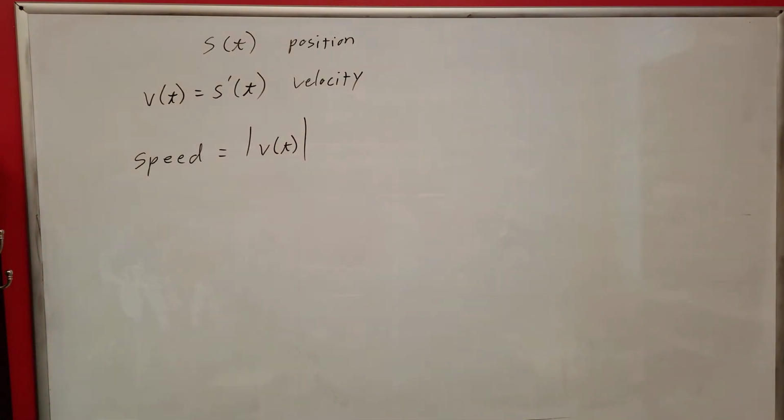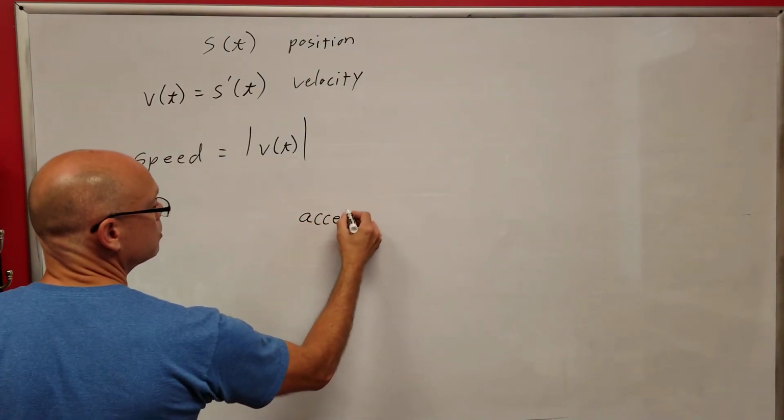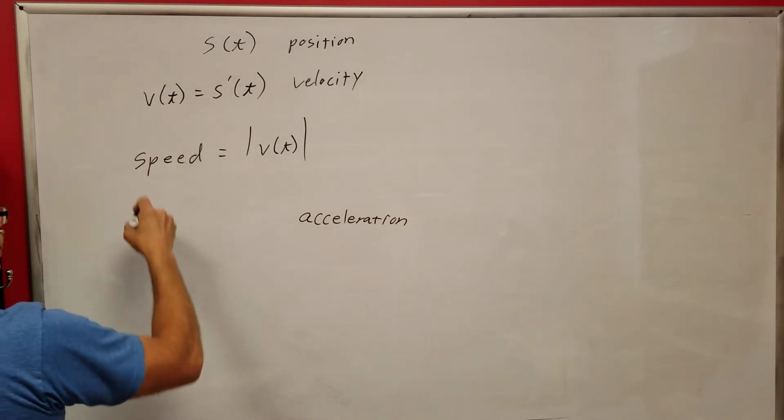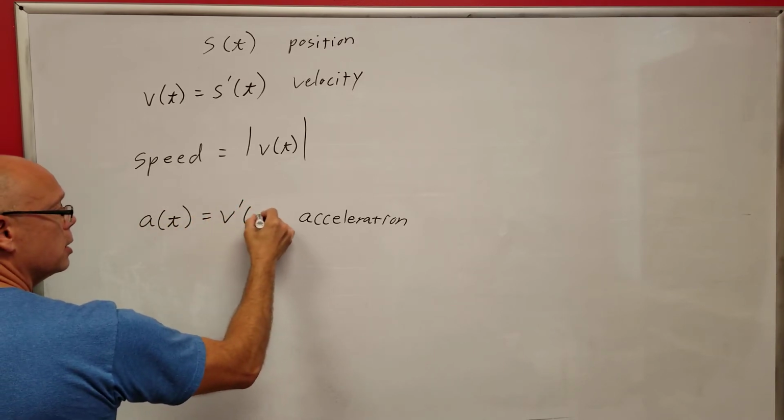Then it goes on to talk about acceleration. And your book says this: define the acceleration function, which you're going to call a of t. They say take the first derivative of velocity.